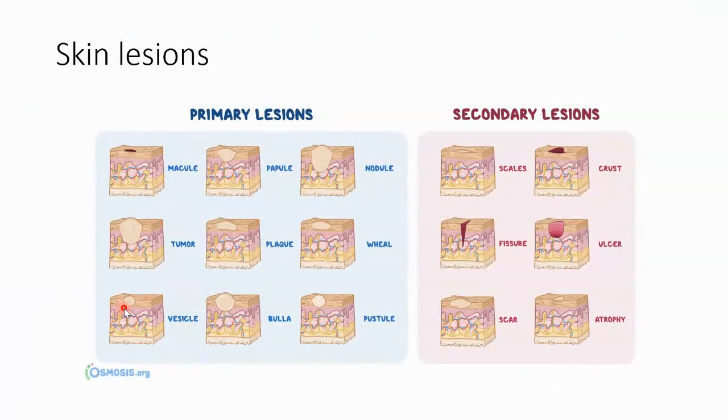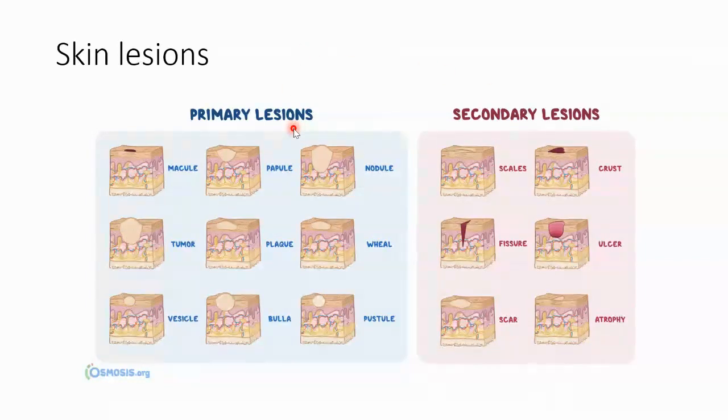So let's talk about the types of skin lesions. There are two main categories of skin lesions: primary lesions and secondary lesions. A primary lesion develops directly as a result of a disease process, like a blister that occurs because somebody has chicken pox, or maybe a mole or a freckle. That's something primary. And then a secondary lesion develops because it evolves from a primary lesion.